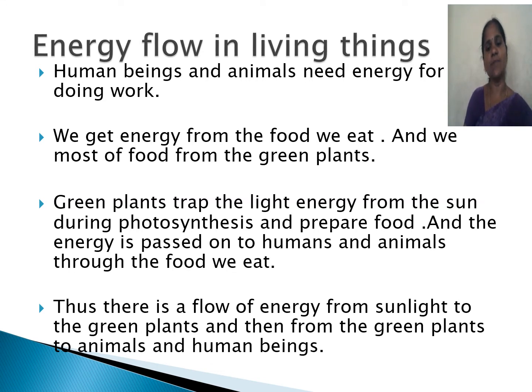Green plants trap the light energy from the sun during photosynthesis and prepare food. The energy is passed on to humans and animals through the food we eat. First the plant traps the sun's energy, then it stores it. That stored food is taken by human beings and animals. So there is a flow of energy from sunlight to the green plants, and then from the green plants to the animals and human beings.